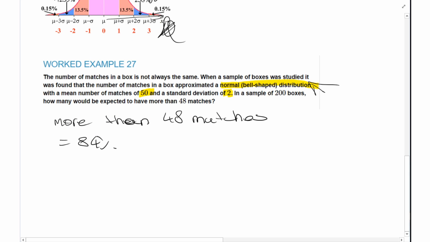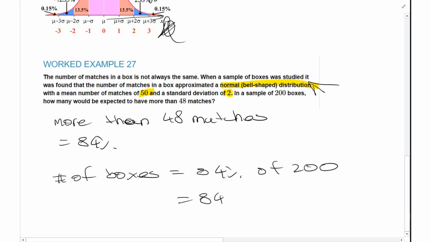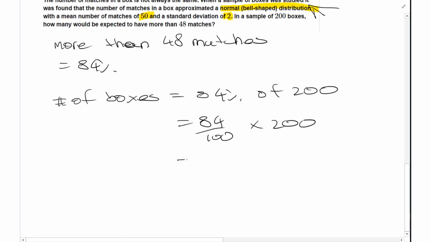Okay, now I take that 84 and say, well, that's 84% of 200, so the number of boxes equals 84% of 200. That means 84 divided by 100 times 200 would give me 168 boxes.